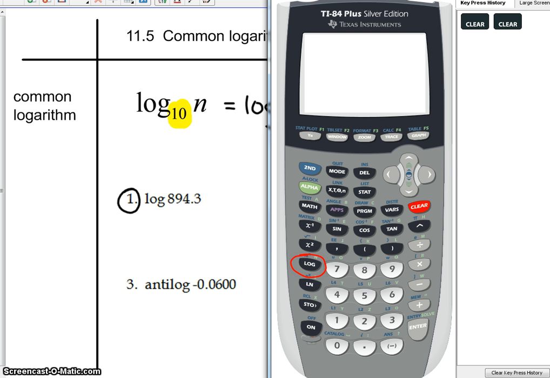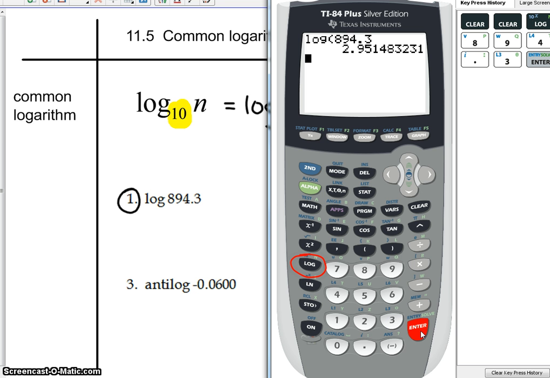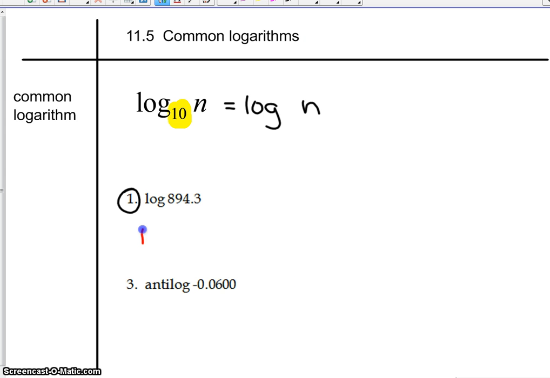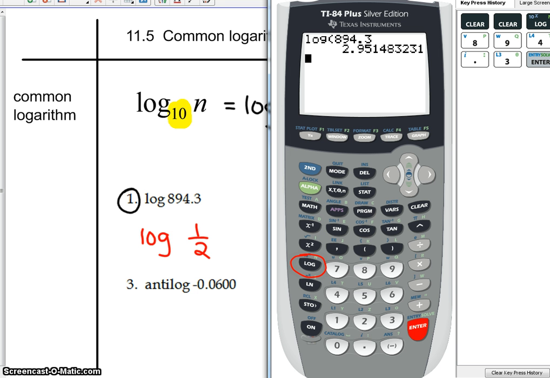Okay, so now if I need to find the log of 894.3, all I have to do is type it in. I get 2.95. Now, here's another quick situation. If I go log, I'm not going to go base 10 again. I'm just going to leave it as log of, let's say, 1/2. So I'll type it in as log of 0.5. I'm going to get a negative number.